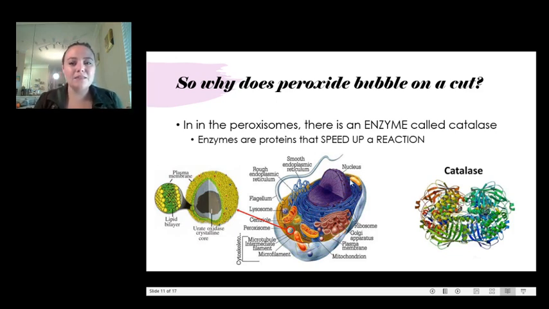And these enzymes, remember, they speed up the reaction. The catalase works specifically with peroxide, because if peroxide gets into our body, it can start to cause damage. So our cells take up the peroxide, send it to the peroxisome, and this breaks it down faster than if it was just traveling in the body by itself.